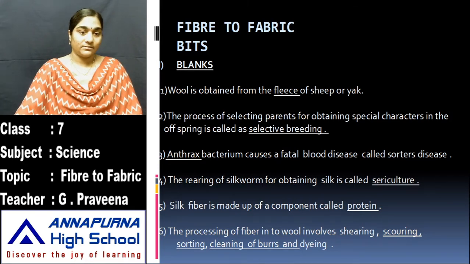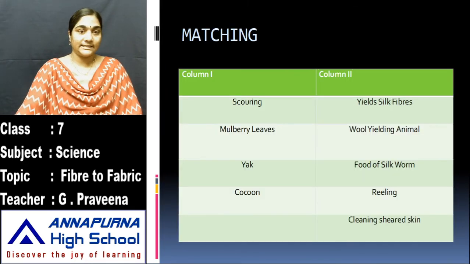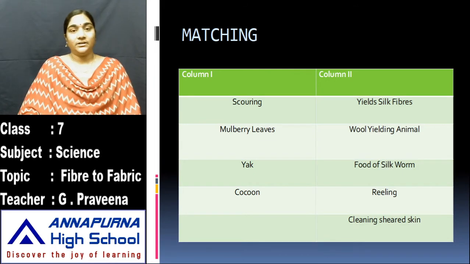Yes, in this slide you can see matching. Try to take a pause and try to match this. So the first process, scouring: when processing wool, what is the first step that is involved? Scouring. So try to match this with the words which are given in column 2.